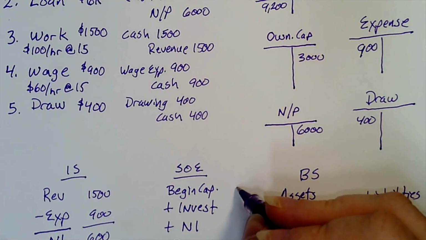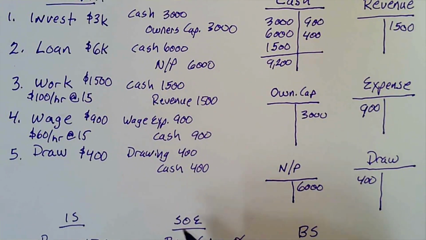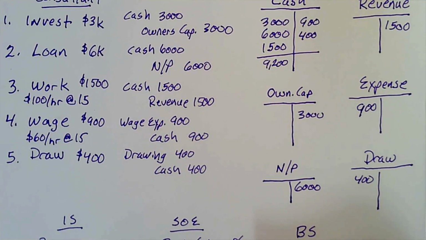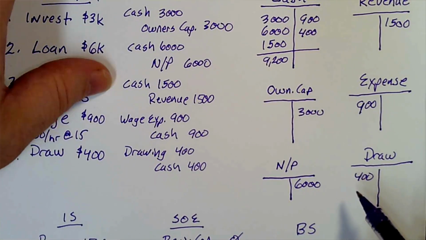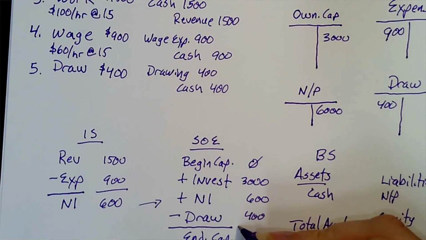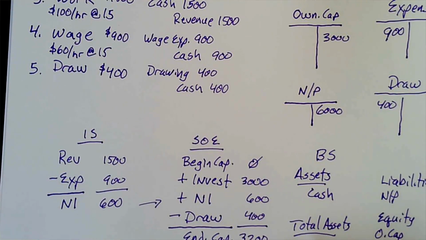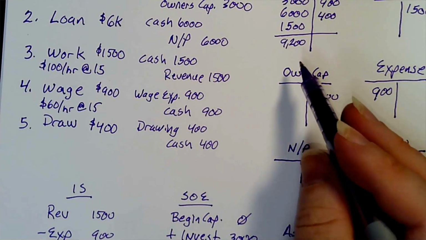Our beginning capital, where we just started this, was 0. We invested 3,000 into owner's capital. We're going to add our net income, right? This comes across 600. And then we're going to take out the amount of money that we drew from our owner's capital. So we took out 400. And so that leaves us with 3,000 plus 600, that's 3,600 minus 400, so that's an ending balance of 3,200. And now we're going to take this number and put it directly right there. That's the ending capital amount. Cash, we have 9,200.